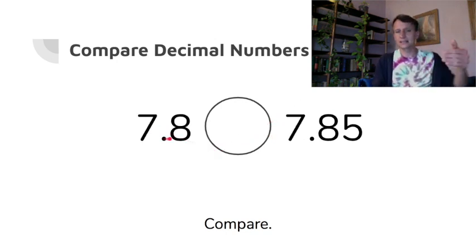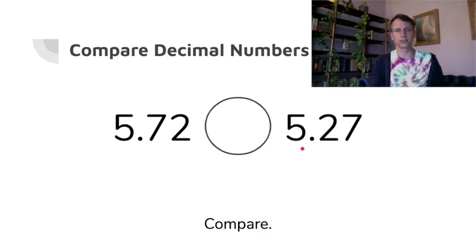7 and 8 tenths compared to 7 and 85 hundredths. All right, again, convert this to hundredths. Yeah, so that would be 7 and 80 hundredths compared to 7 and 85 hundredths. 80 being, that's right, less than 85. Wonderful. How about this? How do you like these apples? 5 and 72 hundredths compared to 5 and 27 hundredths.